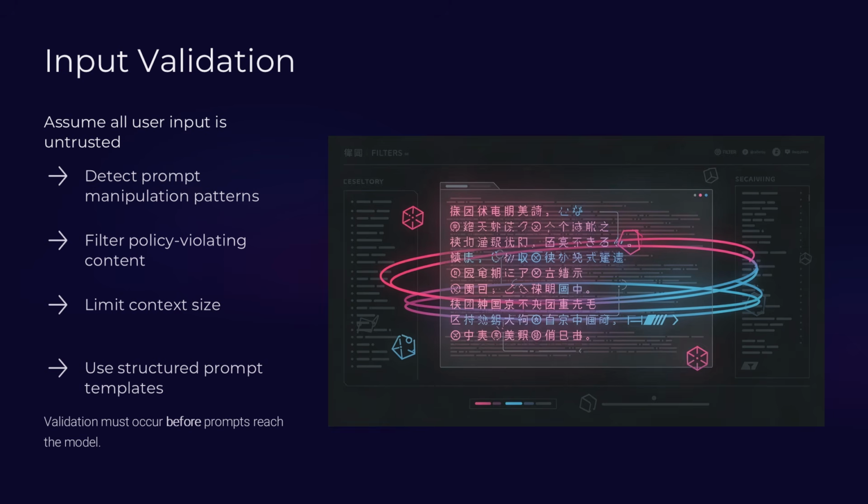Consider an internal legal assistant that retrieves policy documents. A user attempts to manipulate the system by instructing it to ignore confidentiality restrictions. If input validation does not detect this attempt, the model may process it as legitimate context. Architecturally, input validation must occur before prompts reach the model. This may involve structured prompt templates, role-based context separation, and policy enforcement mechanisms.